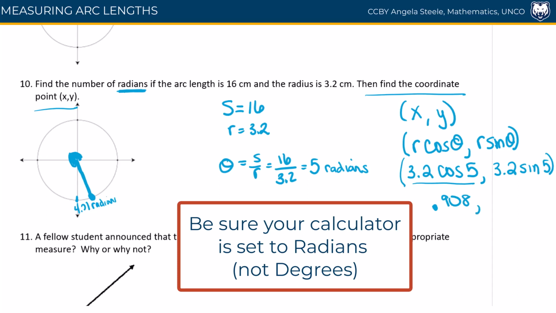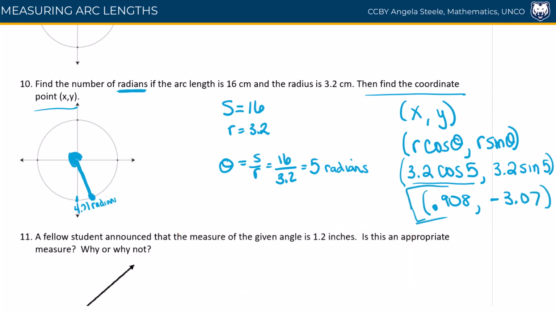Okay, and then the next part, go ahead and plug in 3.2 sine 5 into your calculator, and you should get negative 3.07. And so this gives us the coordinate point of where this particular point exists on our unit circle. Notice the numbers make sense. So if our radius is 3.2, that means that this x value is 3.2 here. And so 0.908 exists right about here.